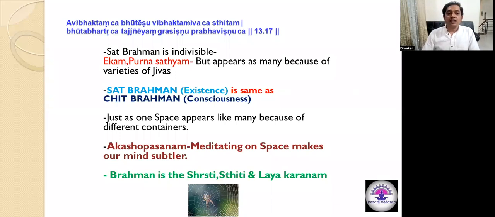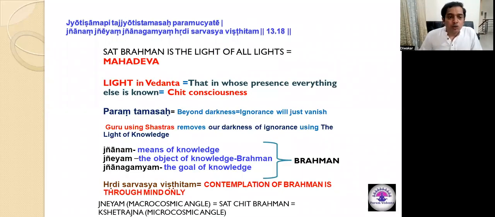In the verse 18, we see Jyotishamapi Tajyotihi Tamasah Paramuchyate Jñānam jñēyam Jnānagamyam Hrudi Sarvasya Vishtitam. This Sat Rupa Brahman is the light of all lights. Mahadeva also means light of all lights. This verse also is borrowed from the Mundakopanishad by Sri Krishna.